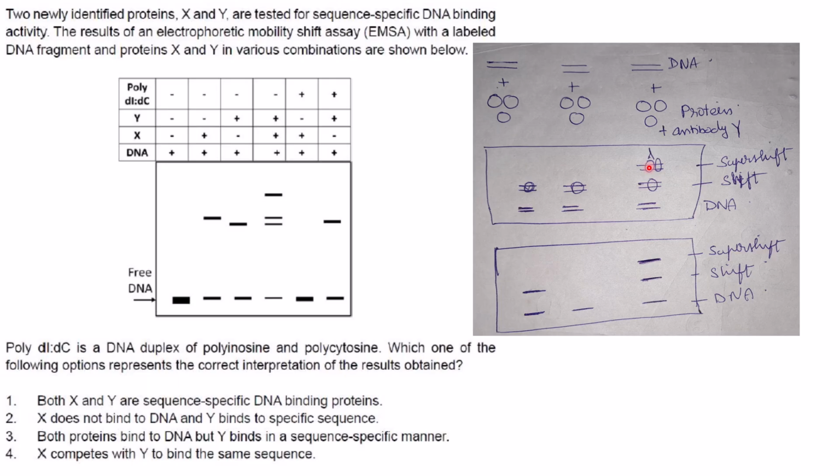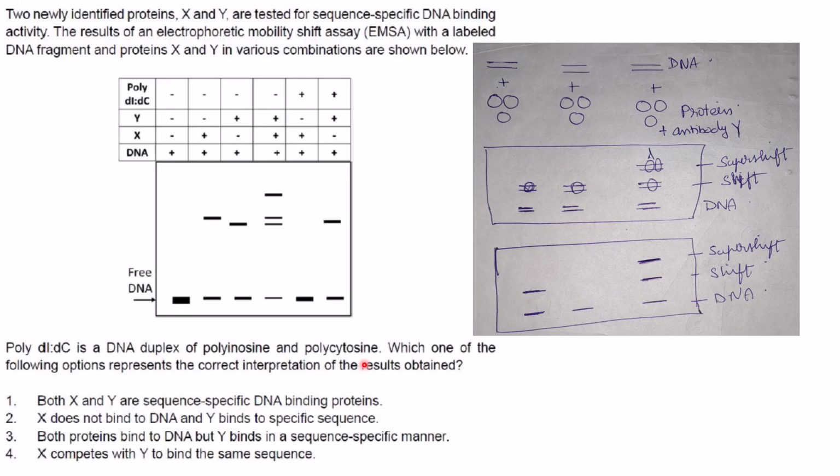Now see the question. They have mentioned something called poly-dI-dC. It is a DNA duplex of inosine and cytosine. That is what they have mentioned. Now I will explain what this poly-dI-dC means. It is a non-specific competitor. Now when you conduct EMSA, you have two competitors. One is the non-specific competitor and the other is the specific competitor. Poly-dI-dC or salmon sperm DNA, they both act as non-specific competitors.